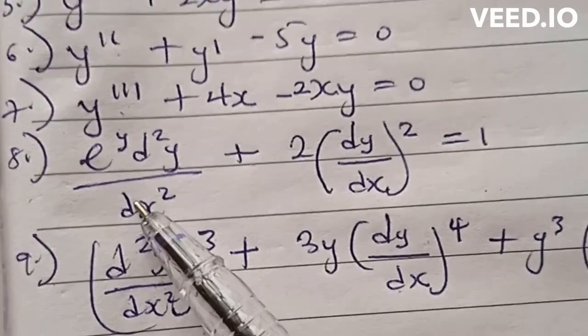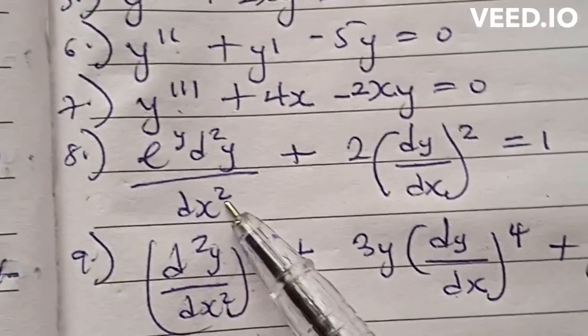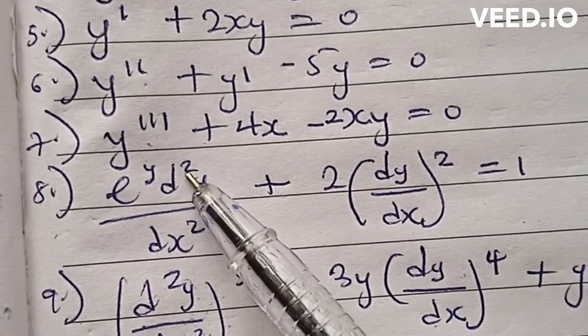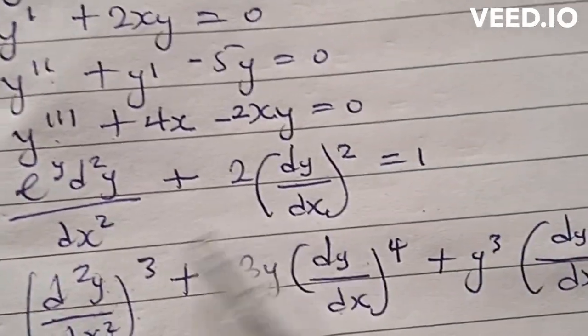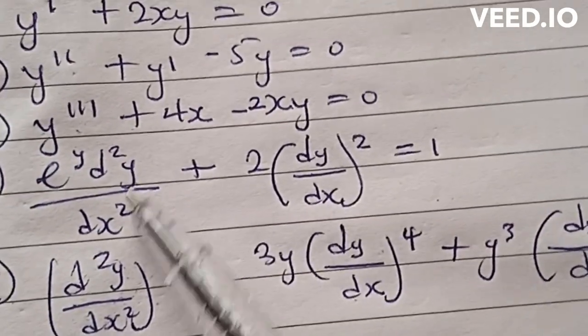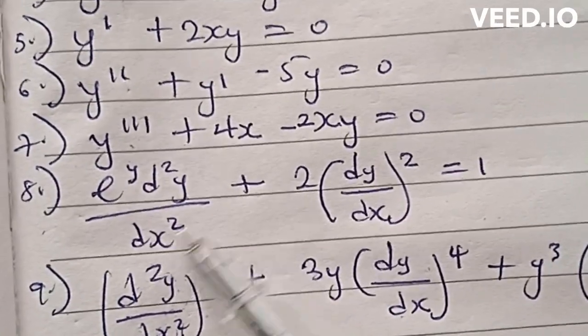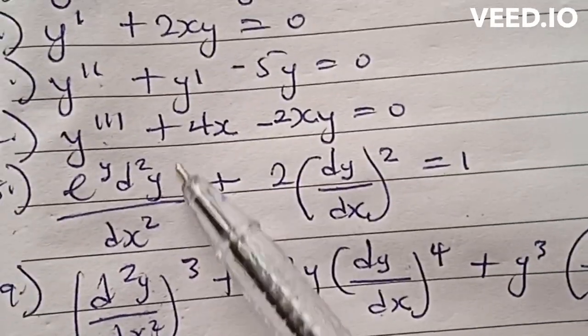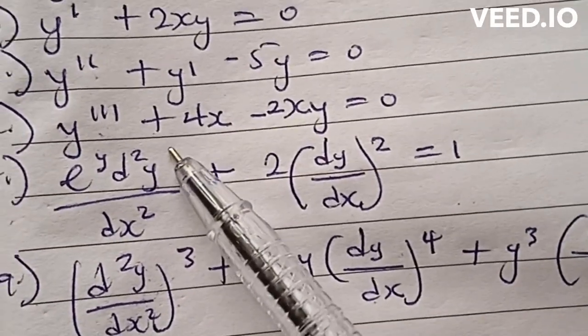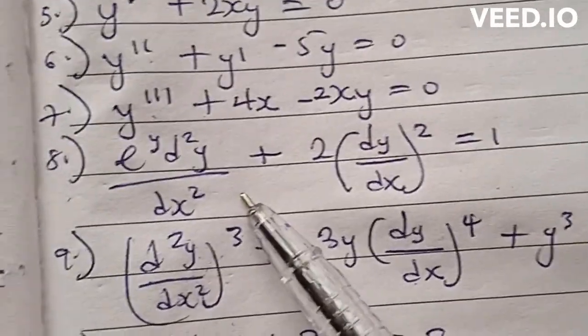On example number 8, we say that it is a linear differential equation. Reason because d squared y over dx squared is the highest order in the equation. The dy over dx is a first order. The d squared y over dx squared is a second order. Therefore, this second order is the highest order in the equation, and it is raised to power of 1. Since it is raised to power of 1, we say it is a linear differential equation.